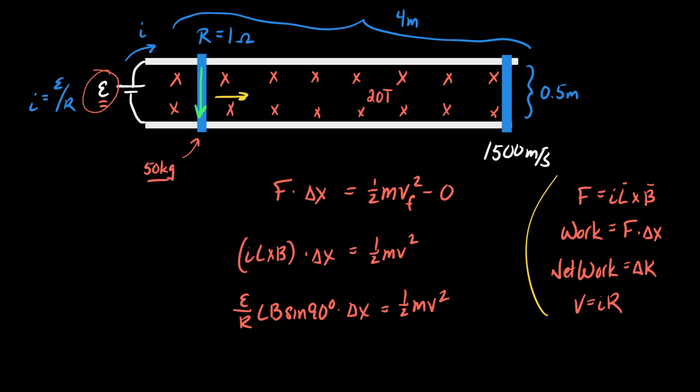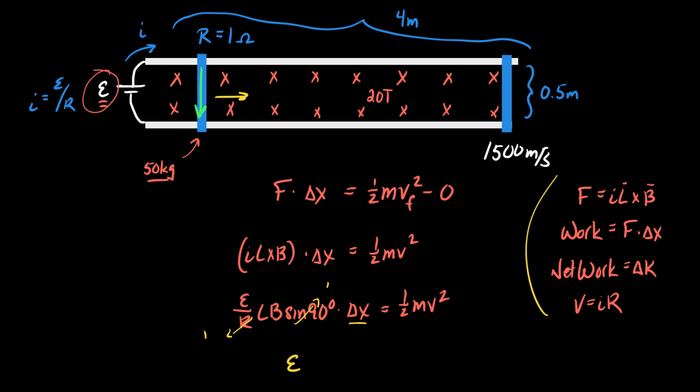Now, the sine of 90 is just 1. Resistance is just 1. The length is 0.5. Right? The length is the length of the wire exposed to the magnetic field. Delta x is 4. That's how far the object moves under the action of the force. Magnetic field, 20 Tesla.